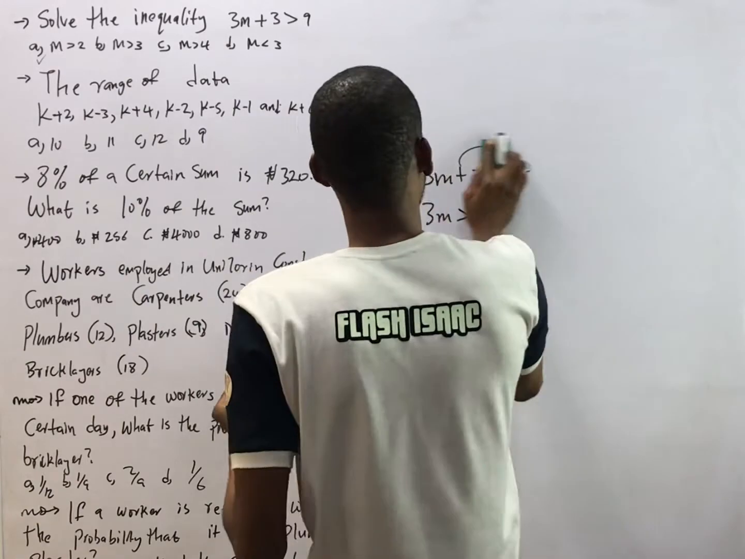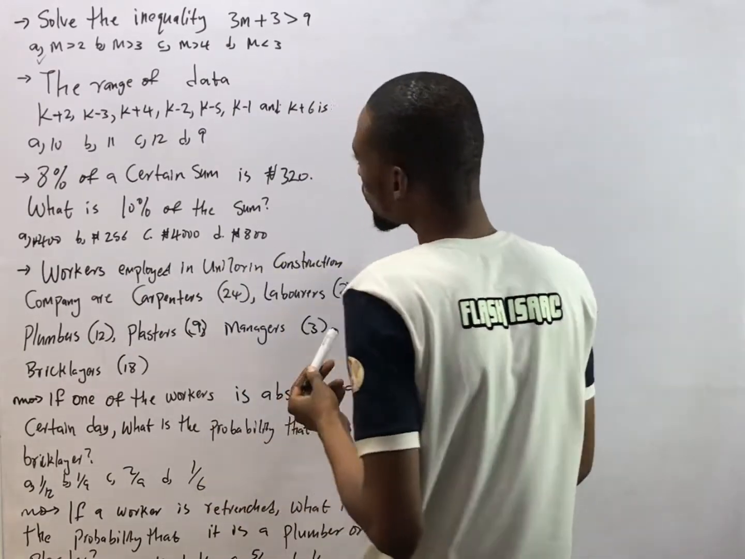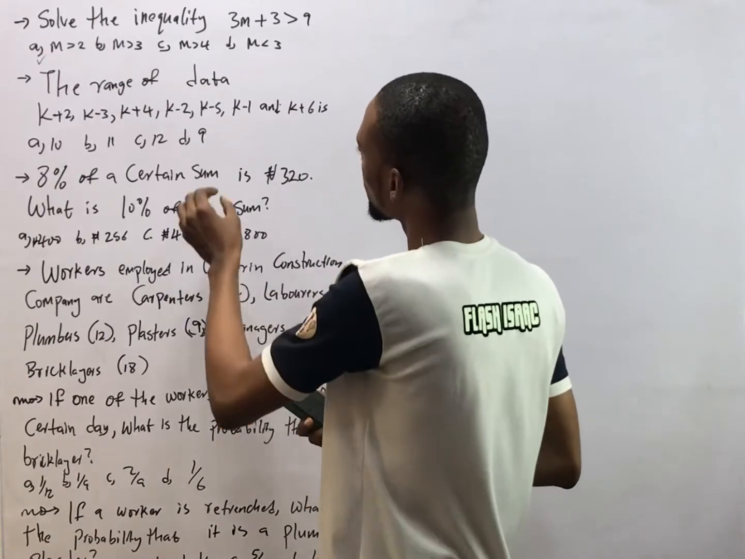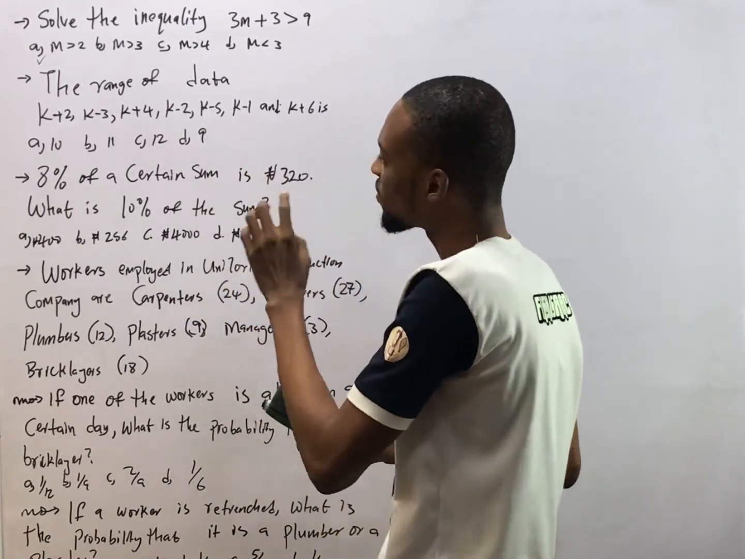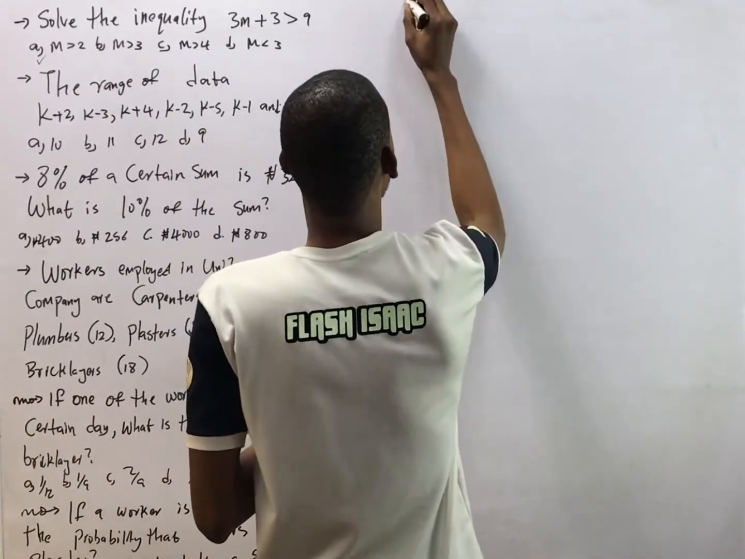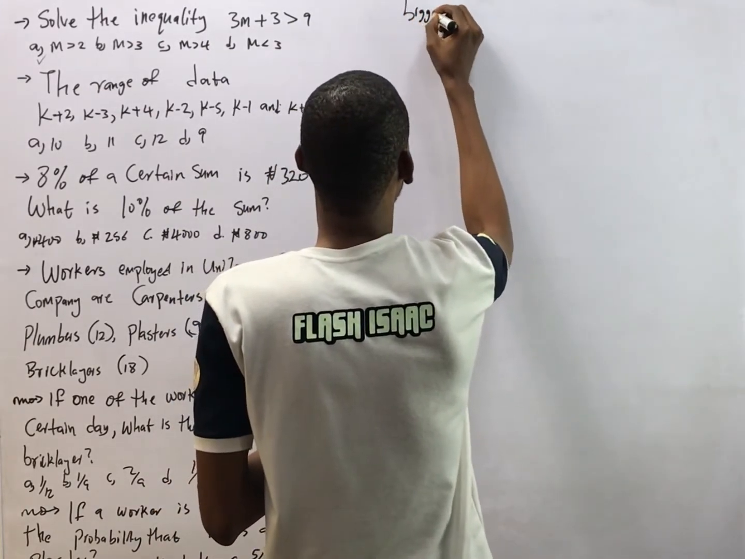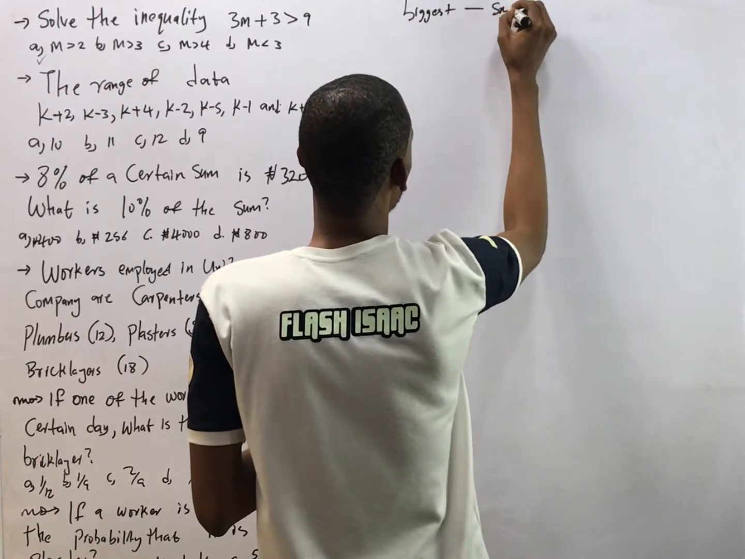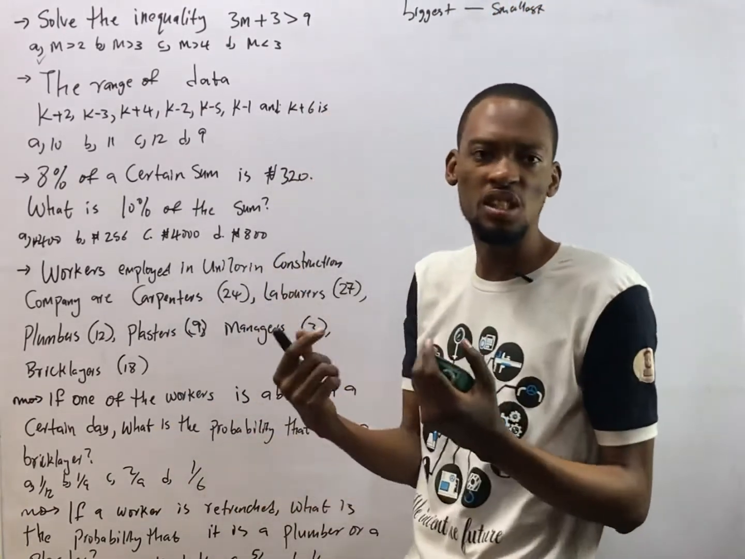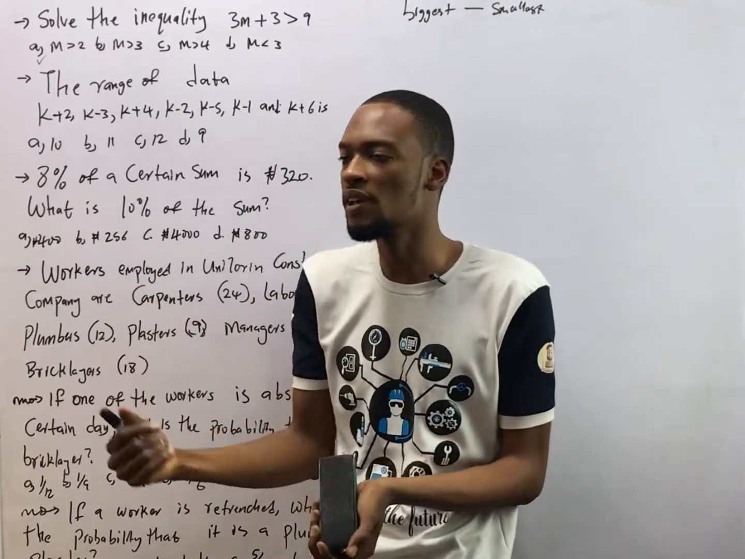Now this question, the second question there says the range of data is, so we are asked to find the range of this data. Range is simply biggest minus smallest. That's how to find range. So the difference between the highest and the lowest value.